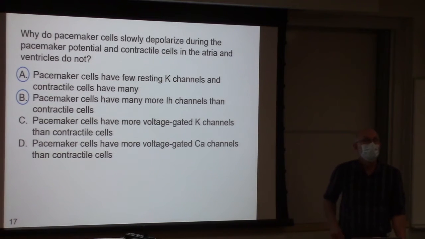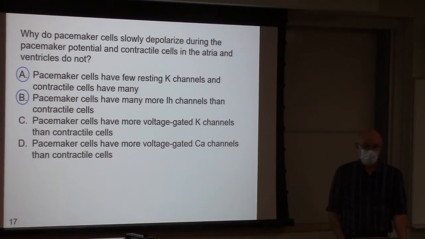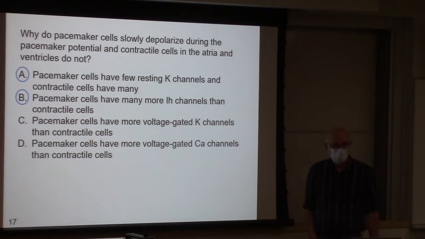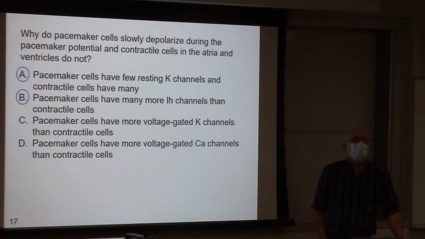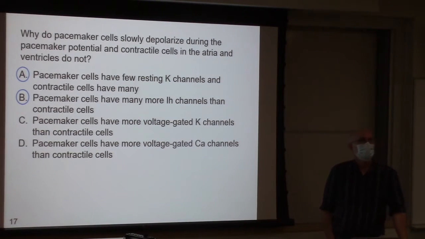Question? Yeah, so what's the reasoning for there being no IH channels in the contractile ones? Contractile cells simply do not express IH channels. And I didn't teach you that, but now you know. And for C, it's just because it's more negative. There's D, more. D as in David, C as in Charlie.